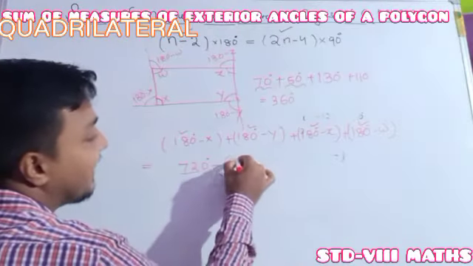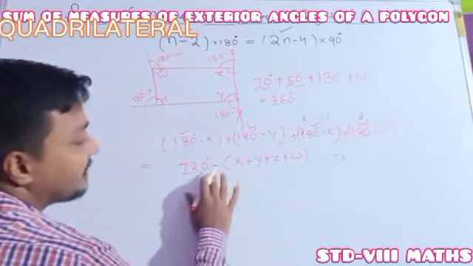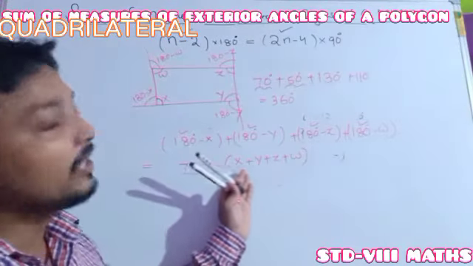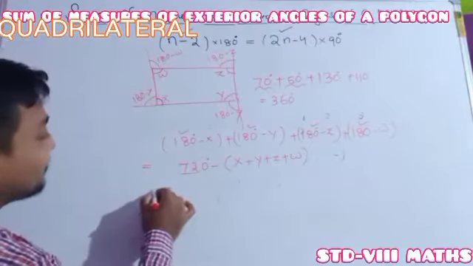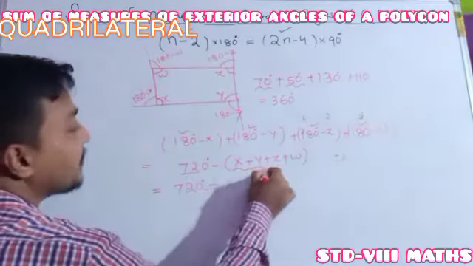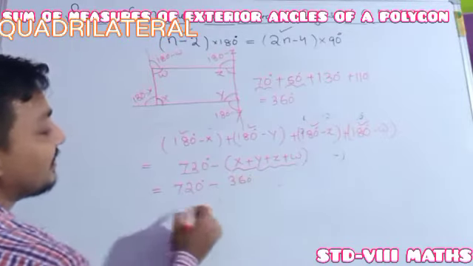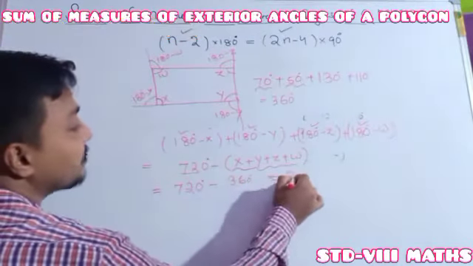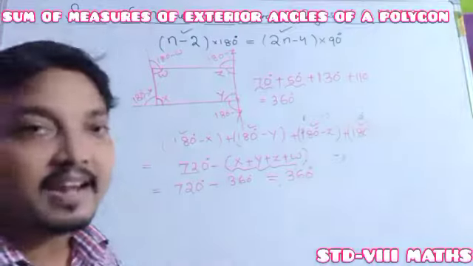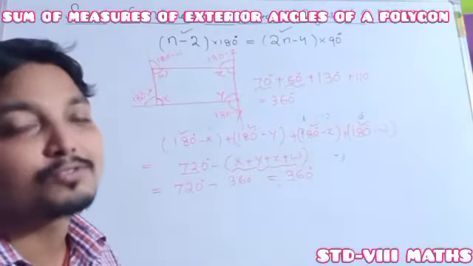By taking the minus sign common, I am writing it as x plus y plus z plus w. Otherwise it is minus x, minus y, minus z and minus w. So here we have 720 degrees minus (x plus y plus z plus w), the sum of the interior angles of a quadrilateral, which we know is 360 degrees. 720 minus 360, so the sum is 360. So for the general case also, we got the sum of the exterior angles of the quadrilateral as 360 degrees.